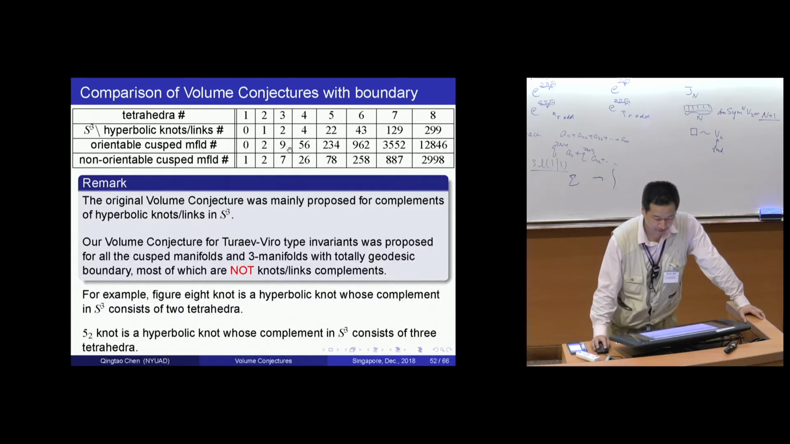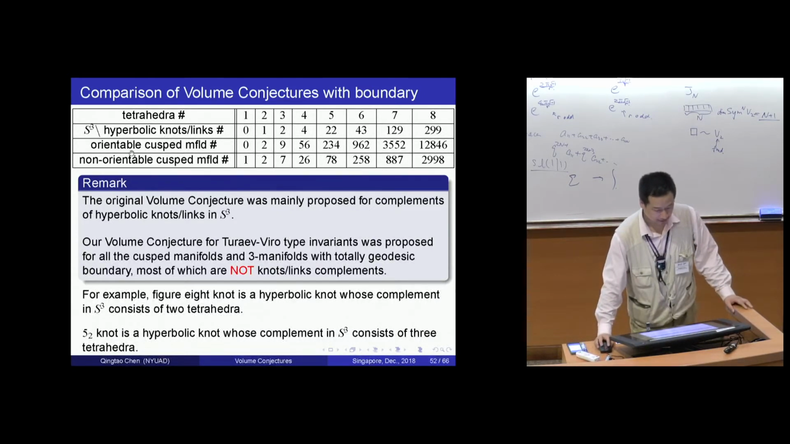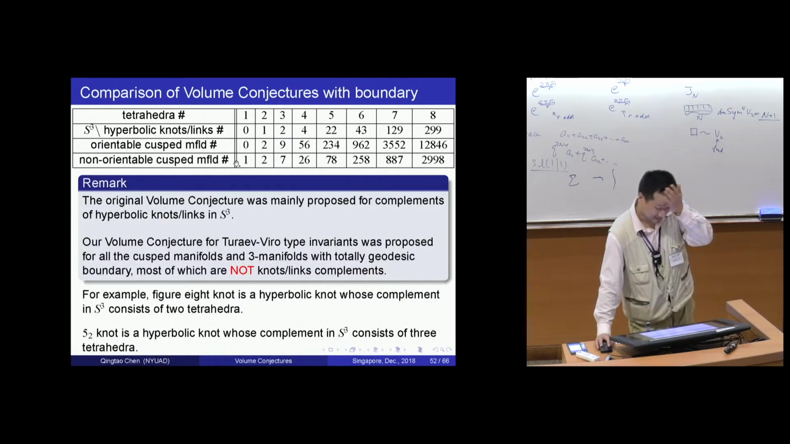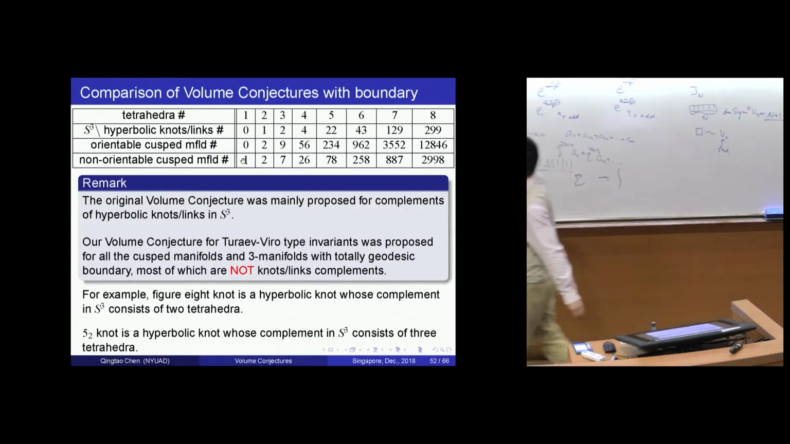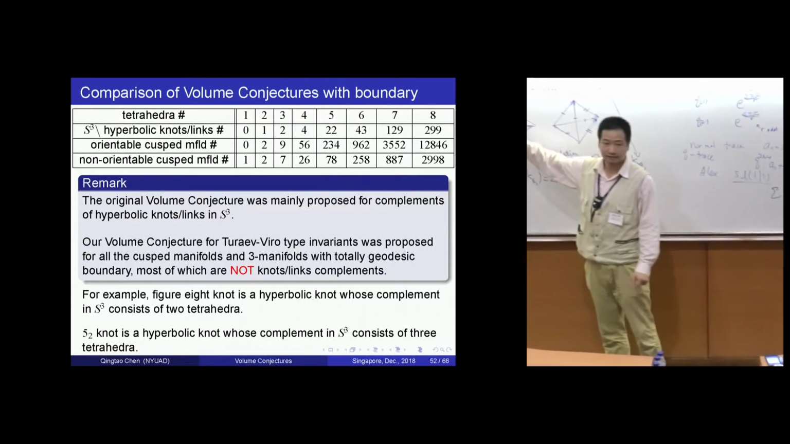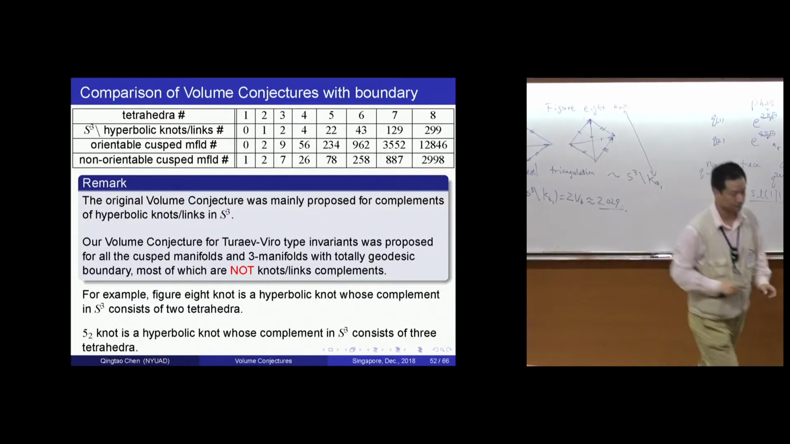I will make the numerical calculation for those examples. This is the torus boundary and this is the Klein bottle boundary. So here is the Gieseking manifold. It's a non-orientable manifold. This means for the Gieseking manifold, you have only one tetrahedron. You identify all the 6 edges to one edge.